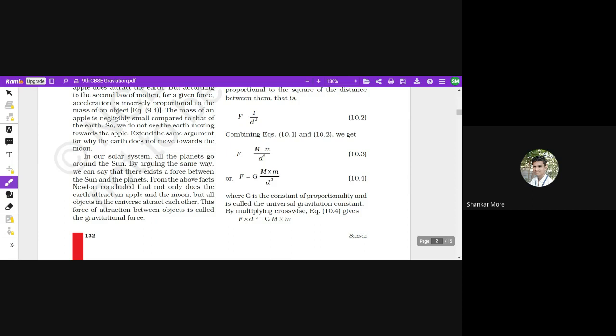All objects in the universe attract each other. This force of attraction between the objects. अभी ये जो ऑब्जेक्ट्स एक दूसरे के तरफ अट्रैक्ट हो रहे हैं, सो किसी ना किसी फोर्स की वजह से ये अट्रैक्ट हो रहे होंगे. सो दैट फोर्स, the force of attraction between objects is called gravitational force.